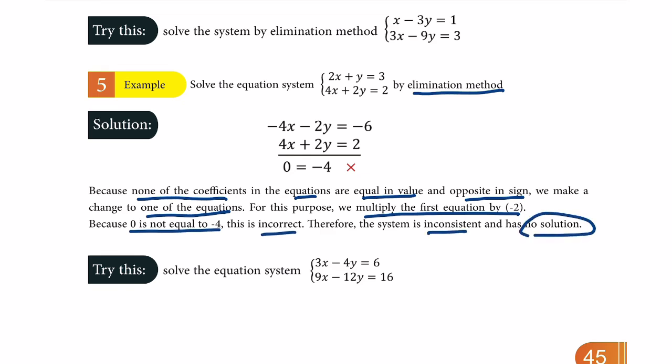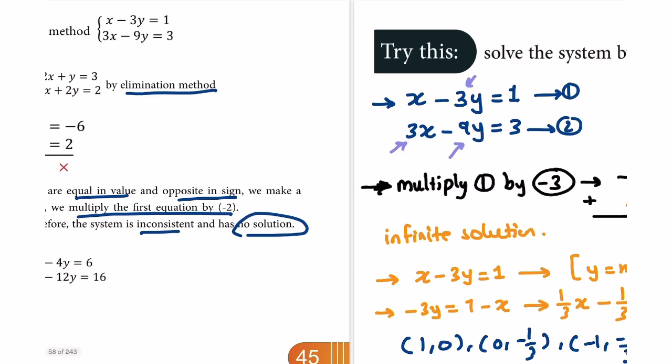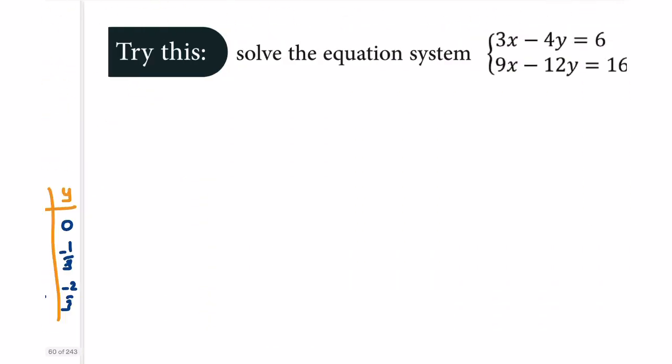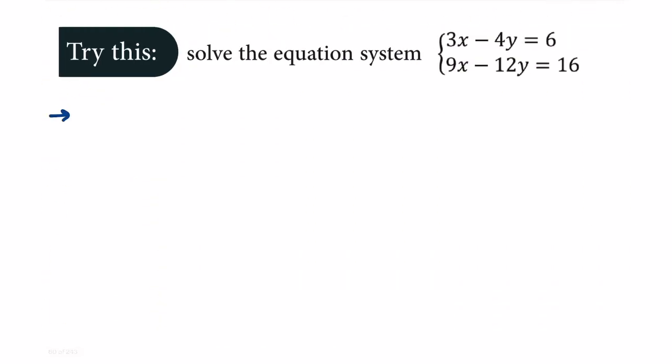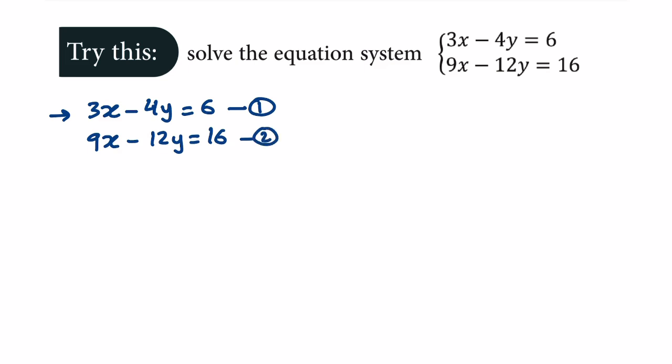So what you've got to do now, let's try this question that we have here. Again, I'm going to bring the question: 3x minus 4y equals 6. The other part: 9x minus 12y equals 16. This is 1, that is 2 here, okay?